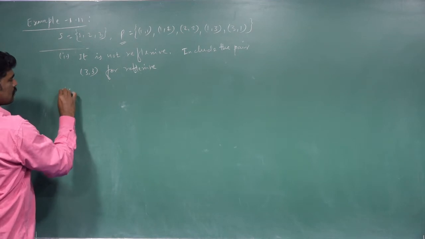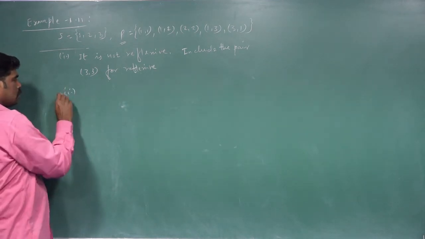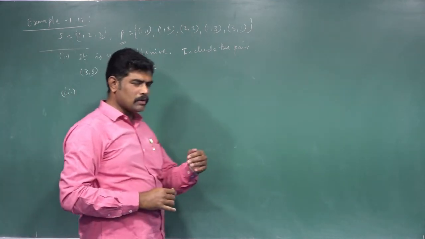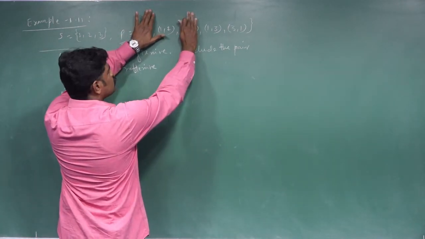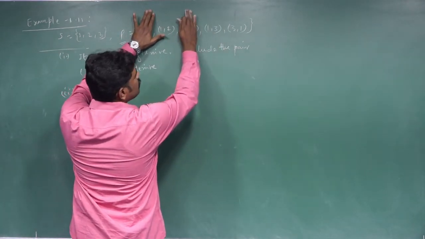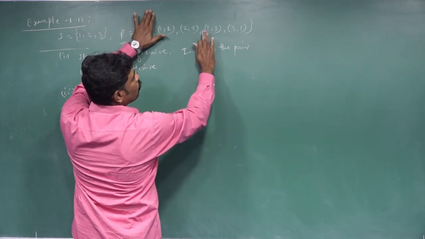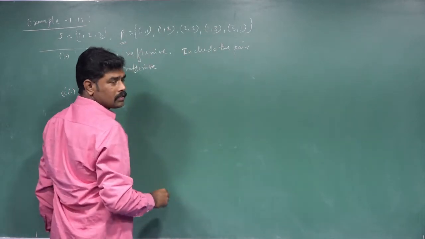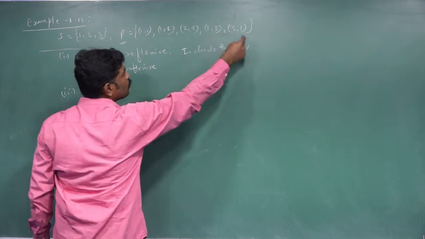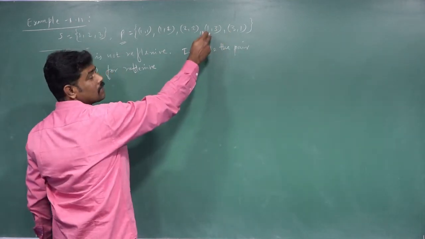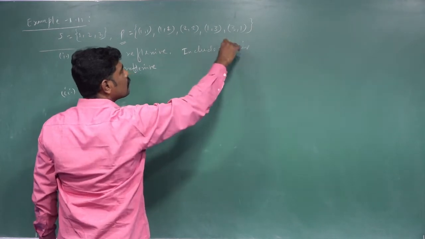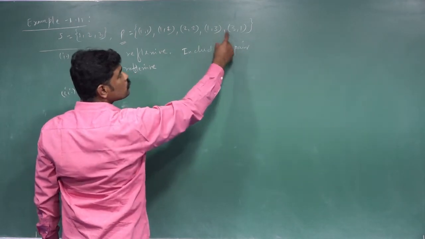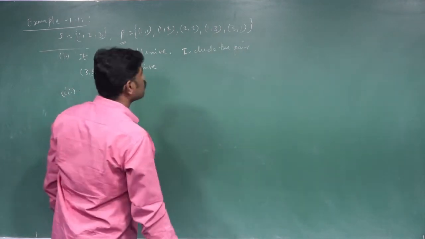Second case, symmetric. For symmetric, we can leave out the pairs with the same elements. These 2 pairs we can remove. Then we verify the remaining 3 pairs. (1, 3) is here; what is the reverse order? (3, 1). This pair is present. And (3, 1) is here; its reverse order is (1, 3). So these 2 pairs satisfy the symmetric property.